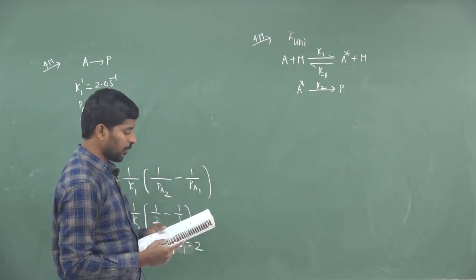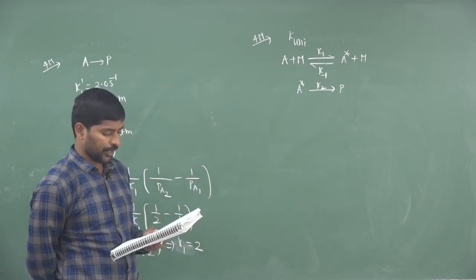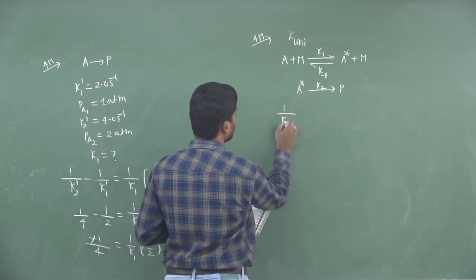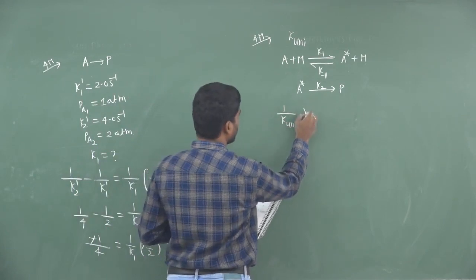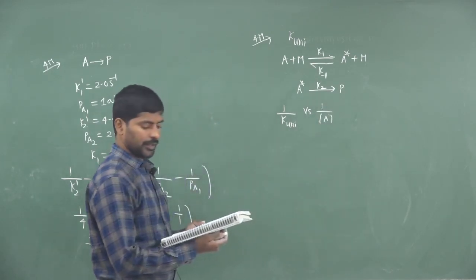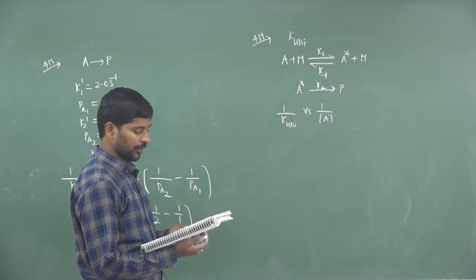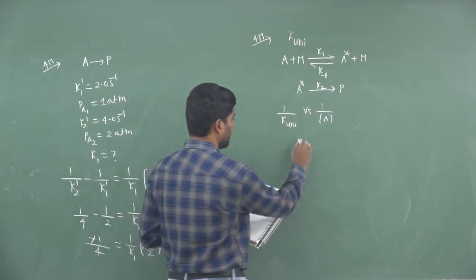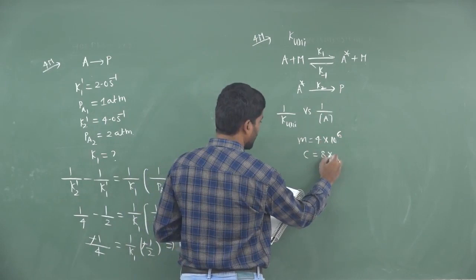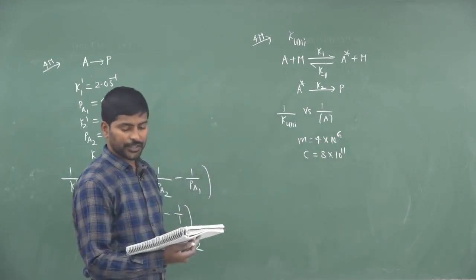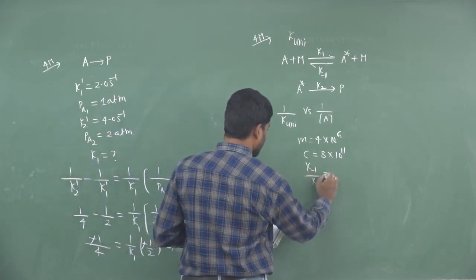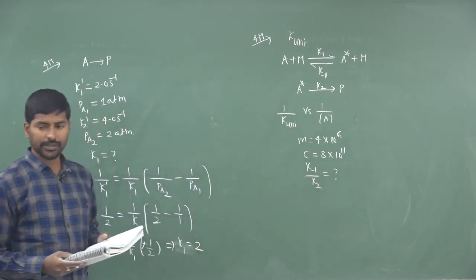The slope and intercept of the plot of 1 by K uni versus 1 by concentration of A are 4 into 10 power 6 and 8 into 10 power 11. The value of K minus 1 by K2 is?